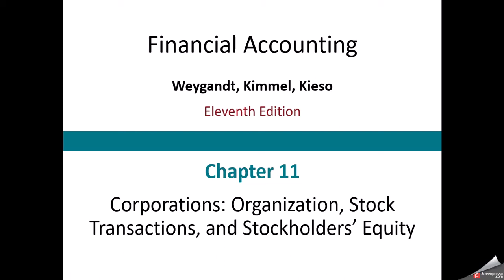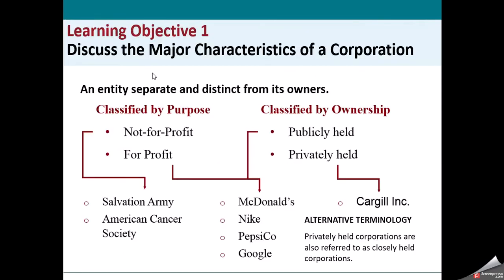Chapter 11 of Financial Accounting, we talk about corporations and different stock transactions, and those stock transactions end up in the stockholders' equity section of the balance sheet. So this first objective talks about the characteristics.